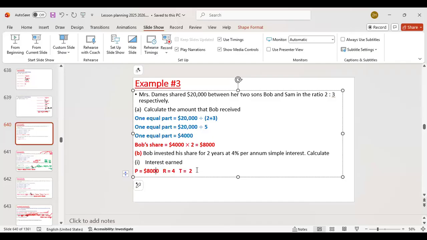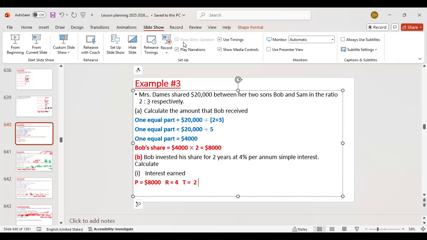What is our formula for simple interest? P times R times T, all over 100. Very good. So let's go ahead and write that down. What is P? What is R? What is T? P is 8,000, R is 4, and T is 2. Very good. Let's do that.